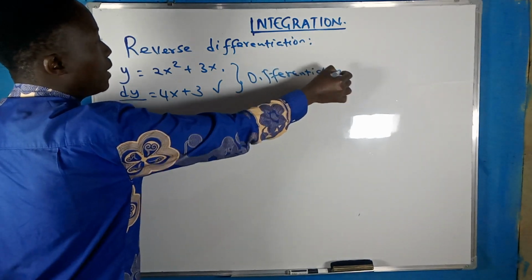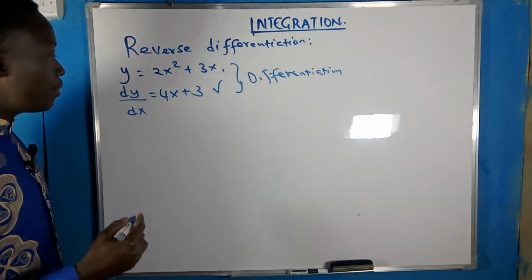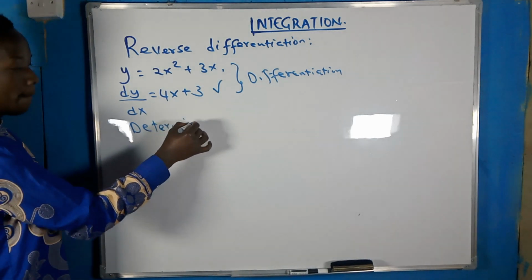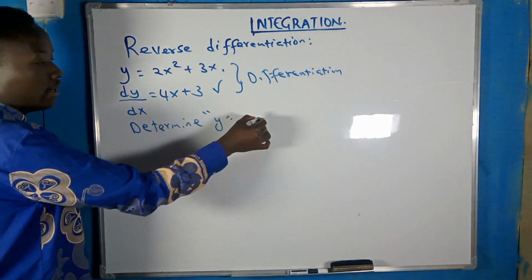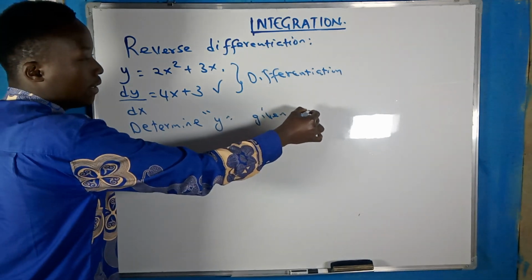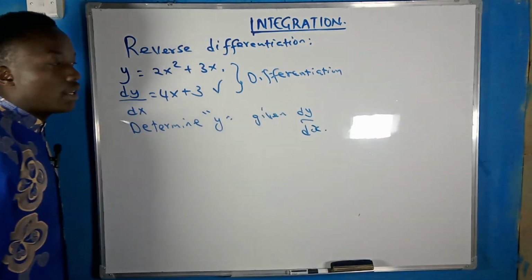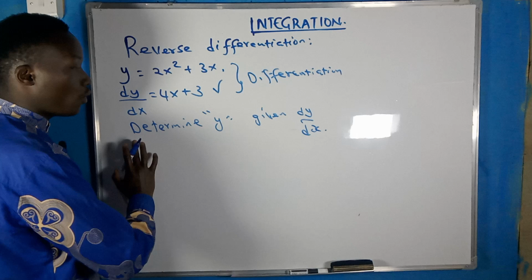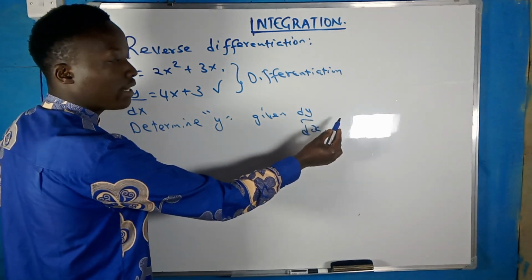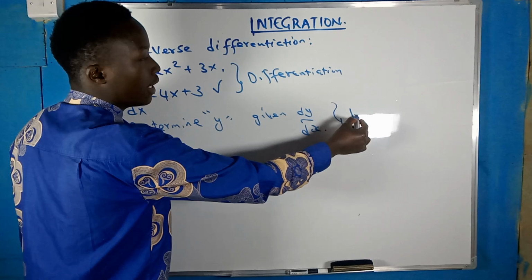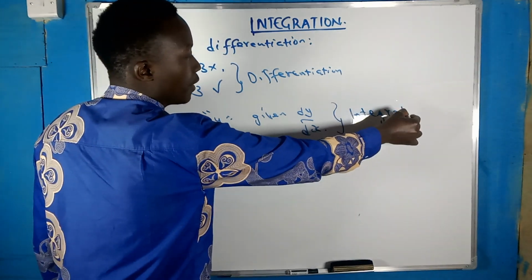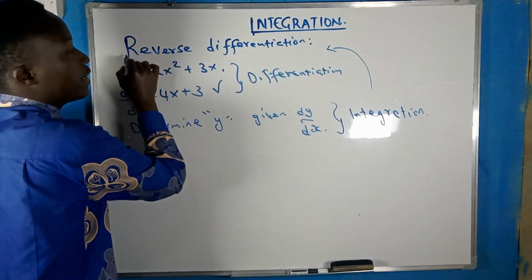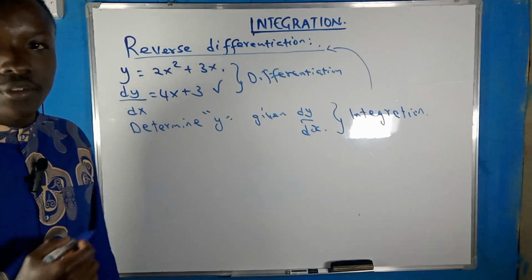And since now we are doing integration, we are supposed to determine y given dy over dx. So for us to determine y given the gradient function, this is what we call integration, or reverse differentiation.